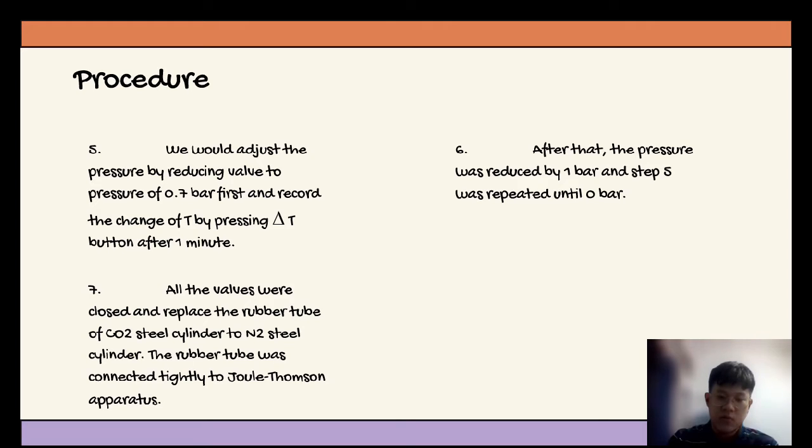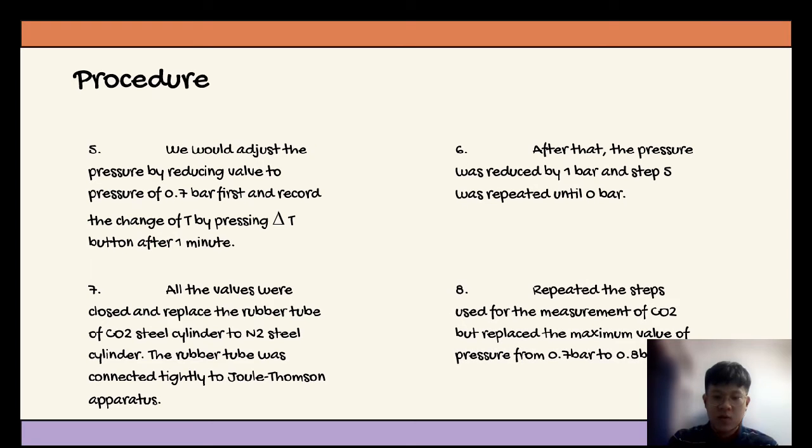All the valves were closed and the rubber tube was replaced from the carbon dioxide steel cylinder to the nitrogen steel cylinder. The rubber tube was again connected tightly to the Joule-Thomson apparatus. Last but not least, repeat the steps used for the measurement of carbon dioxide, but replace the maximum value of pressure from 0.7 bar to 0.8 bar for the nitrogen gas.